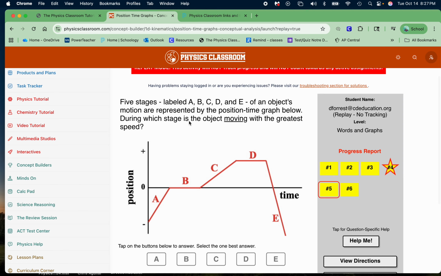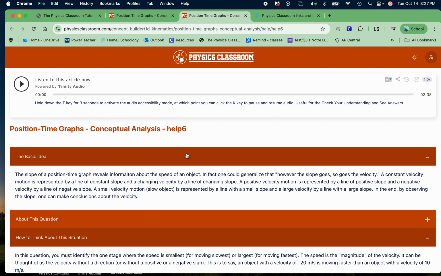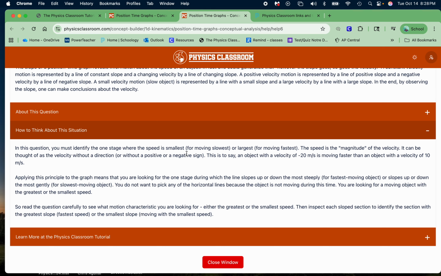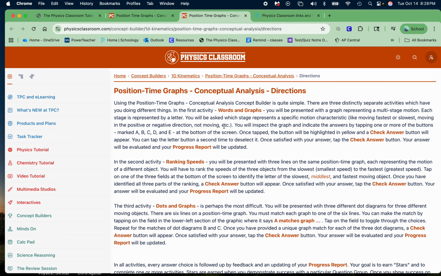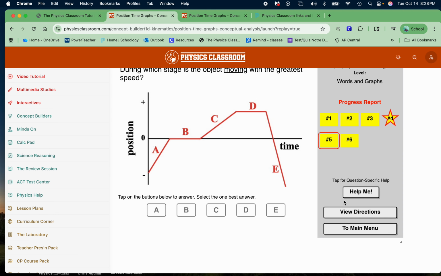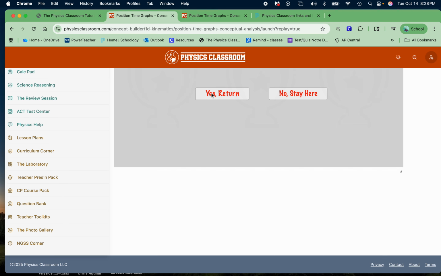This one's saying during which stage is the object moving with the greatest speed. So you hopefully would know that you need to look at the area with the steepest slope. Again, if you need help, go to help. If you need to view directions, go to view directions. I'm going to get out of here and go to the second activity.